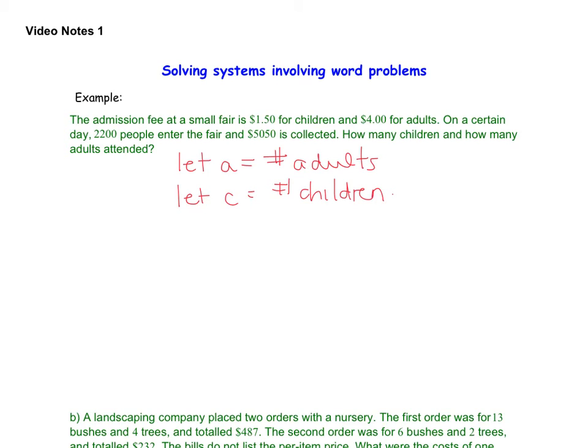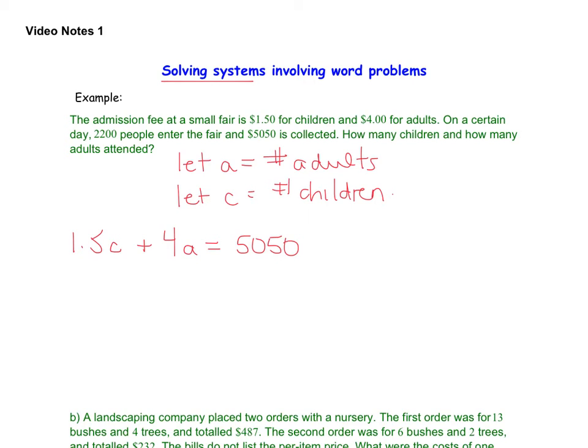So, in a system, there's going to be 2 equations in this question. We have 2 things that are talked about here. We have money, so admission for adults, and we have people. The first one we're going to tackle is money. It's $1.50 per kid. Do we know how many kids? No. So we're going to put a C next to the $1.50. We're going to add that to the $4 for adults, and we get a total of $5,050. That's the money equation. So you keep the money all together.